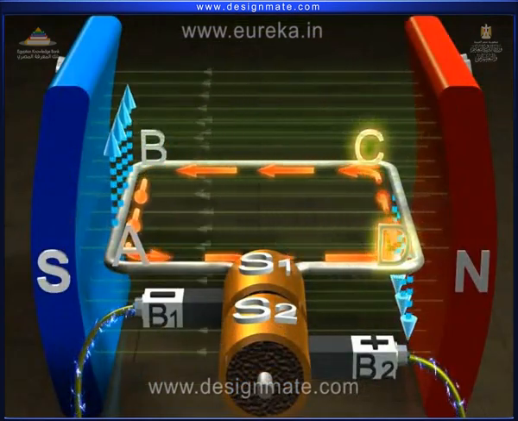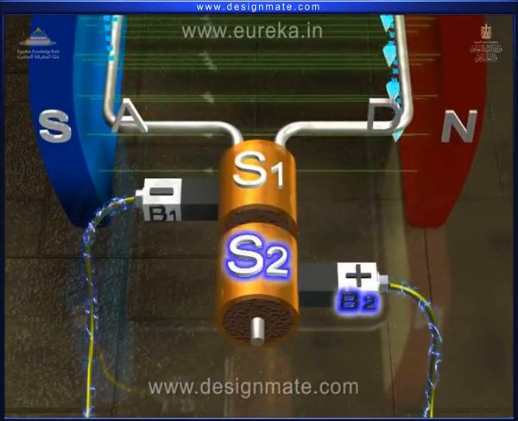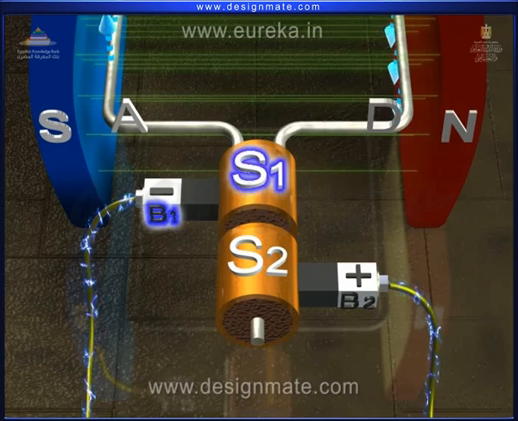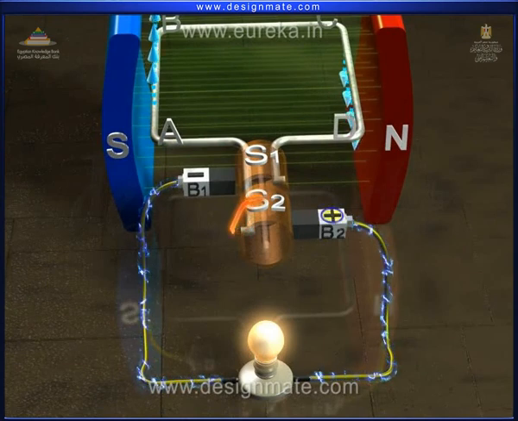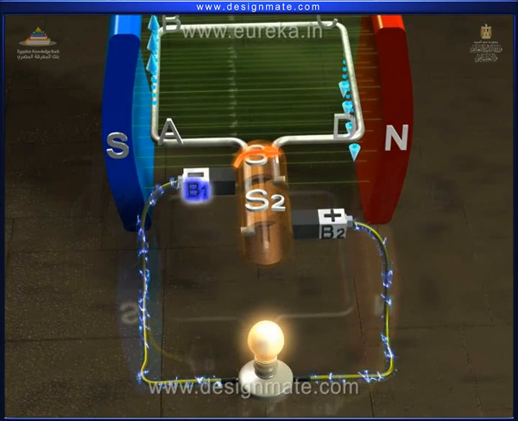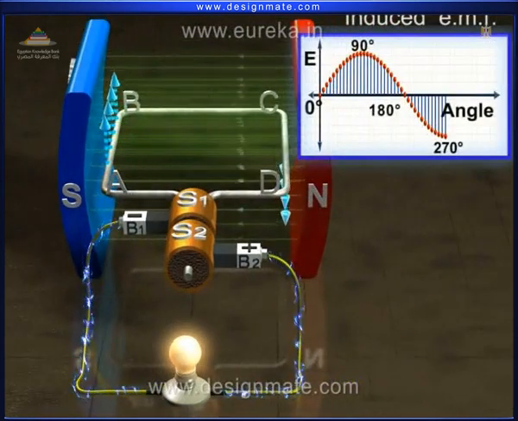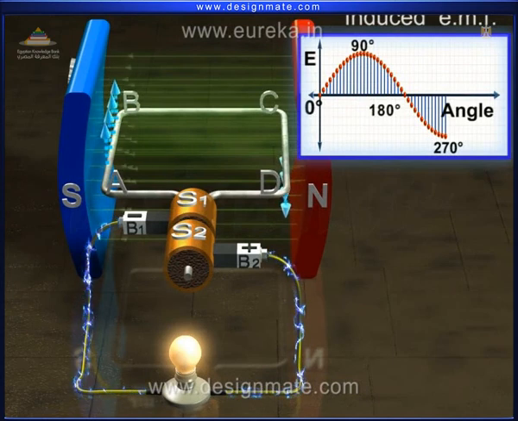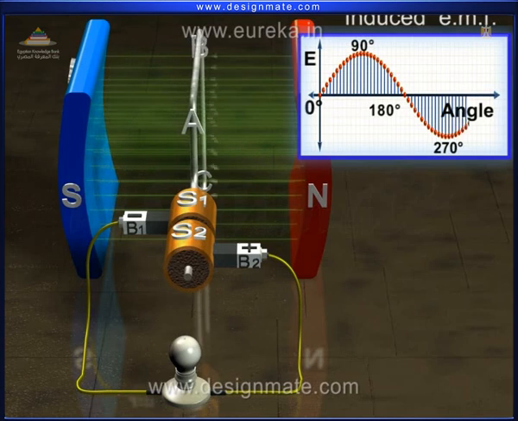Also, the current is flowing from arm DC to arm BA, but B2 is still in contact with S2, and B1 with S1. So the current enters the external circuit from B2, which becomes positive and leaves the circuit at B1, which becomes negative. Hence, the direction of the current is reversed, and we can see the negative half cycle of the waveform. As the rotation continues, the coil reaches the vertical position, that is 360 degrees, and the current induced is 0, as we can see from this graph.